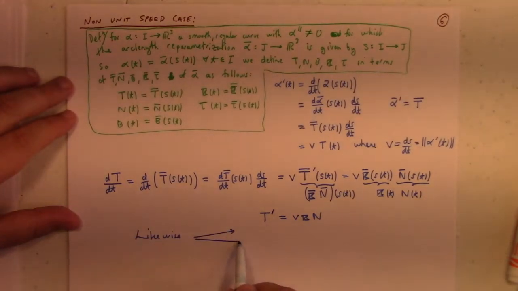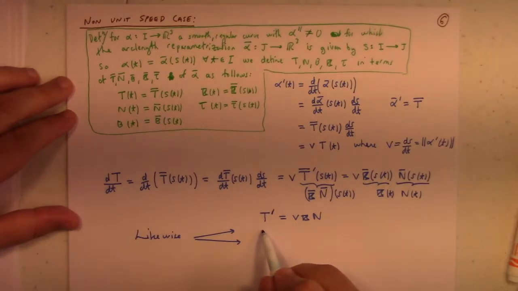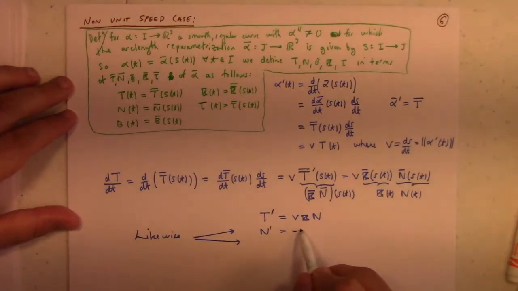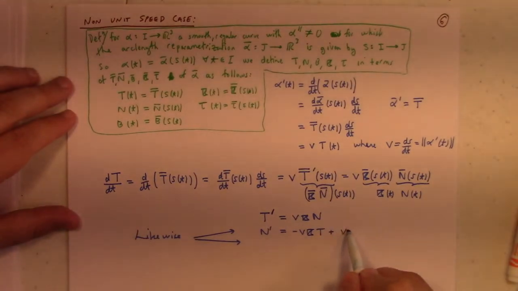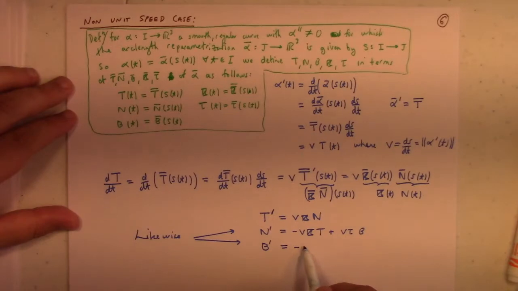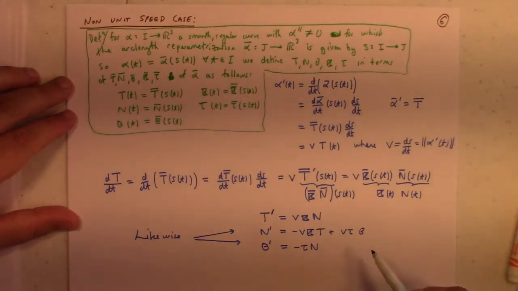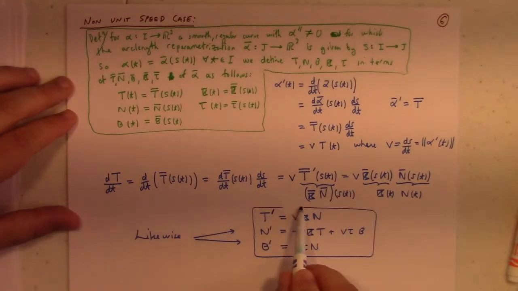Likewise, the other two Frenet-Serret equations just get multiplied by speed. So N prime is minus v kappa T plus v torsion B, and B prime is minus v torsion times N. And so there you go, those are the non-unit speed Frenet-Serret equations.